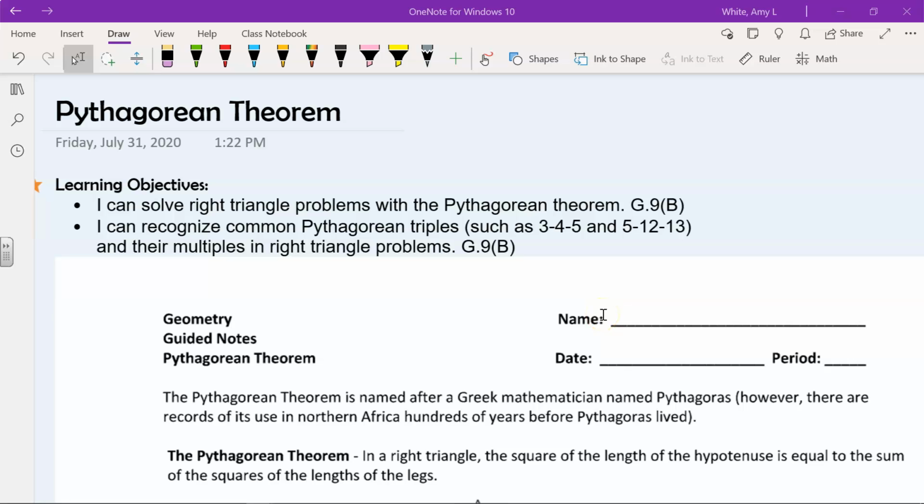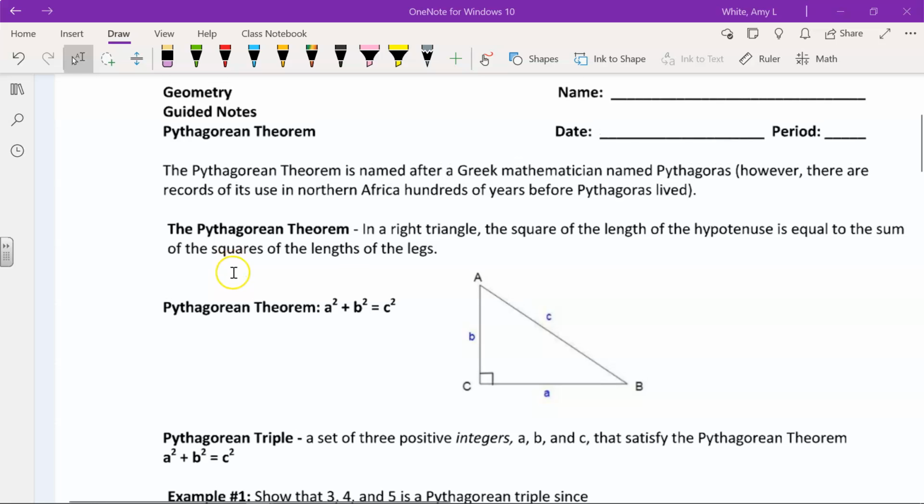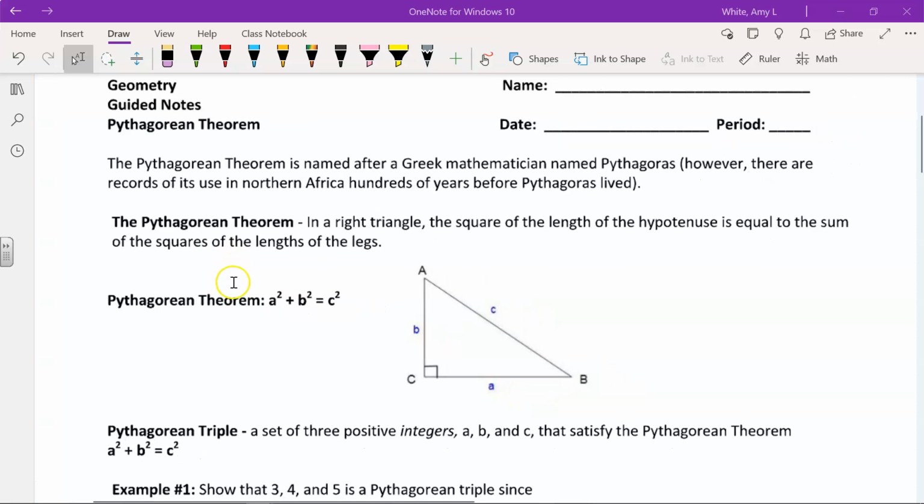Hi everybody. In this video, we are going to be learning about the Pythagorean Theorem. We're going to learn how to solve right triangle problems with the Pythagorean Theorem and how to recognize common Pythagorean triples. So the Pythagorean Theorem is named after the Greek mathematician Pythagoras. However, there are records of its use in northern Africa hundreds of years before Pythagoras lived.